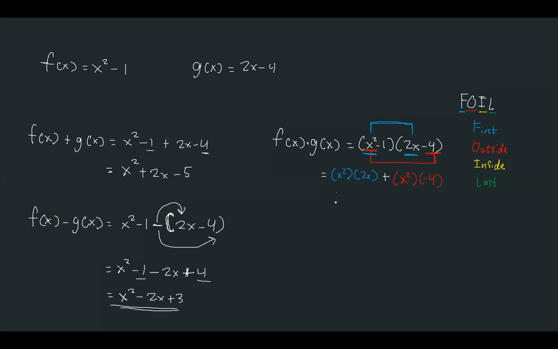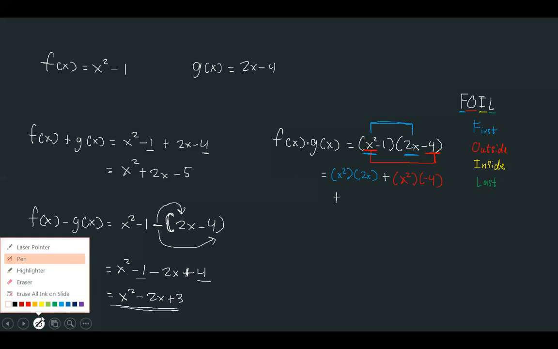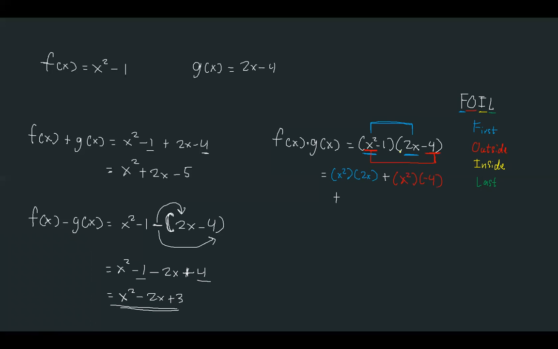All right. Plus the inside terms. So inside terms, meaning this one, negative 1 and 2x. So we're going to multiply them both. Oh, sorry. This is supposed to be negative 1. Yeah. So negative 1 times 2x.